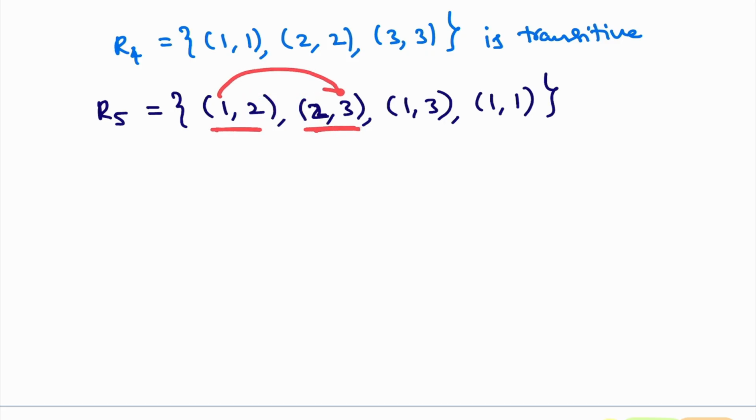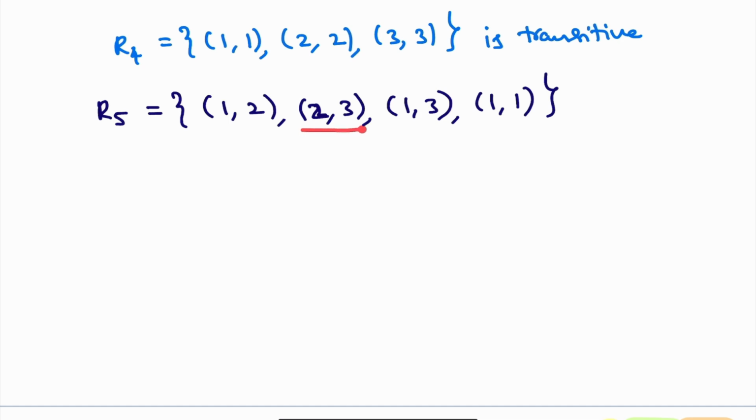What is x comma z? X comma z is 1 comma 3. Is 1 comma 3 there in this relation? Yes, 1 comma 3 is there in this relation. From this, you cannot say that it is transitive. We can say that just this ordered pair passes the transitive test. Like that, you need to check for every x comma y comma z in the relation.